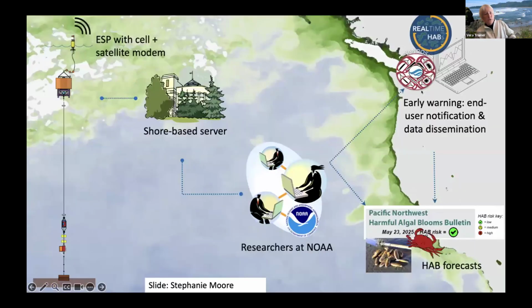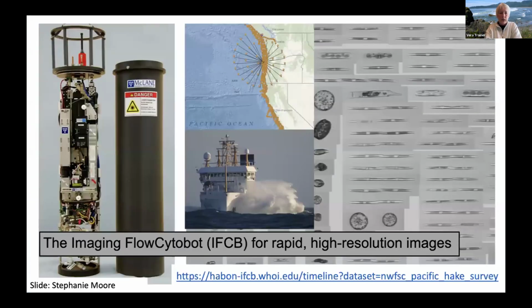So the ESP you see on the left there has cell and satellite modems that transmit the data as images to a shore-based server, which is then interpreted by researchers at NOAA and then placed on the NANOOS site for incorporation into the Pacific Northwest HAB Bulletin.